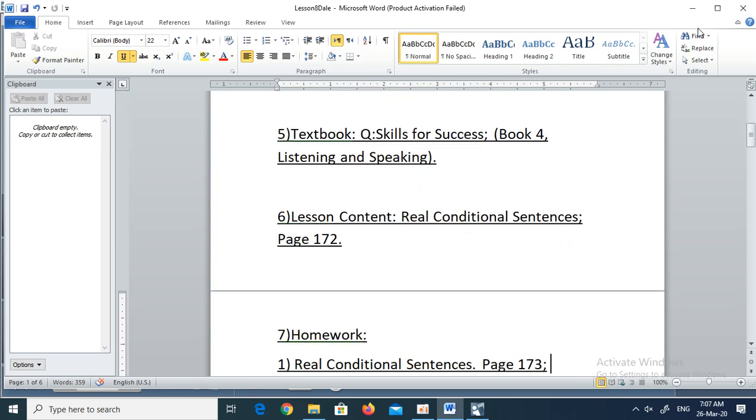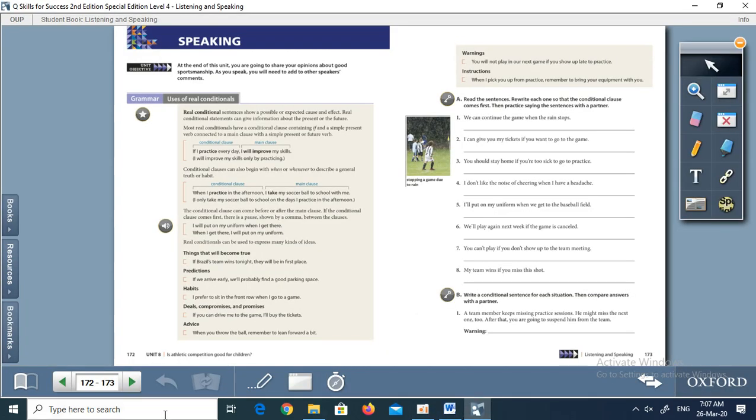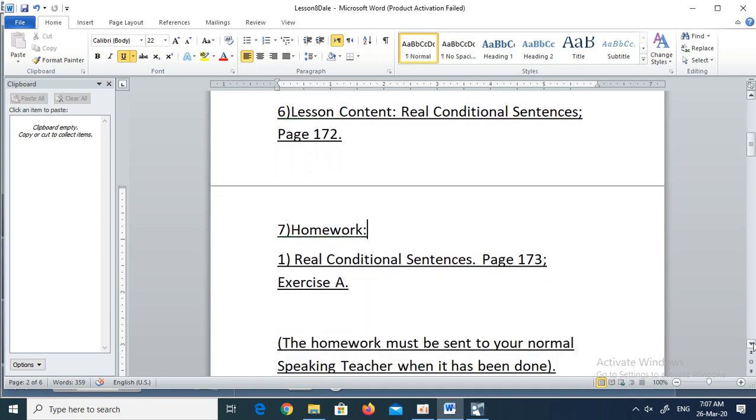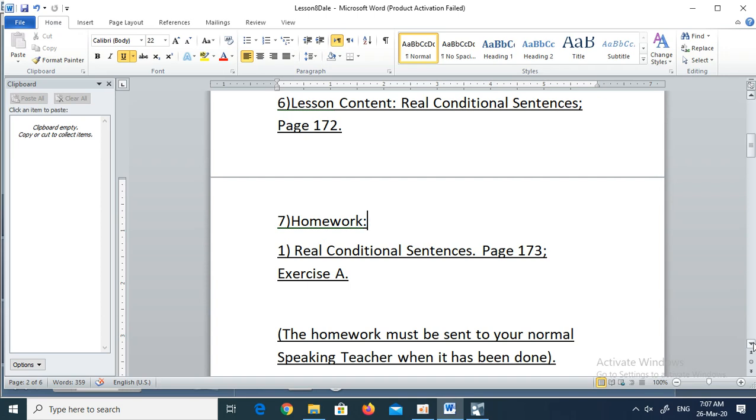All right, again, we are using the same textbook that we always use, which is Q Skills for Success, and it is the Book 4 edition, Listening and Speaking. And today, our lesson content is taken from page 172, and the topic is Real Conditional Sentences. And our homework on Real Conditional Sentences will be Exercise A on page 173.